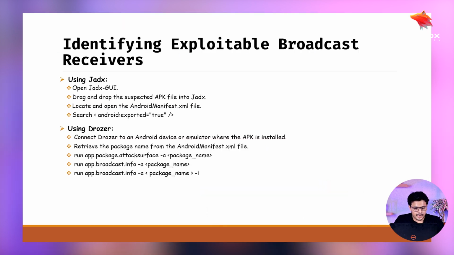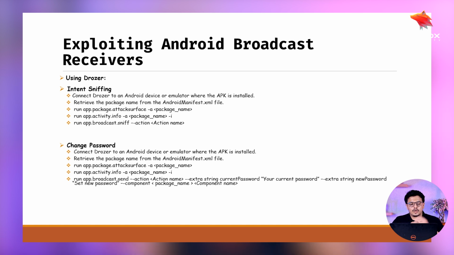So we have successfully identified that the DVAC application has some vulnerable components, the broadcast receivers. So how can we exploit it? I'll be demonstrating two ways in which we are going to exploit it. First is intent sniffing, and second, I will change the password directly. So what is intent sniffing? What do I mean by it?